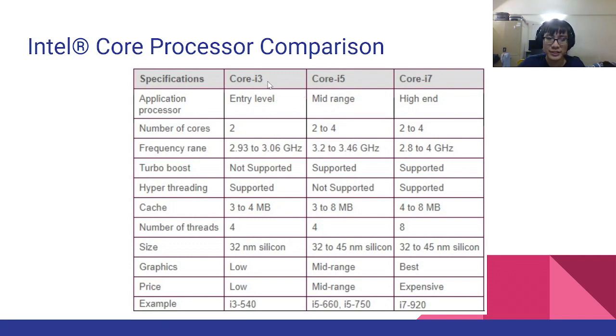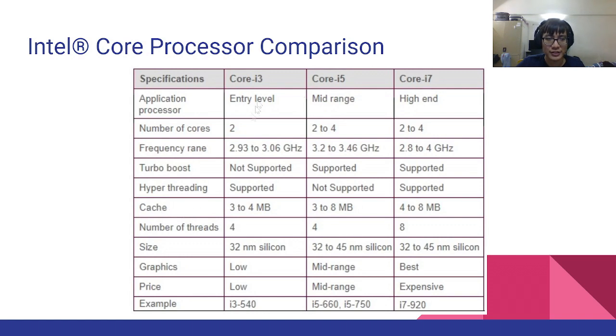The i3 families support hyper-threading technology. The i5 family supports turbo boost technology. The i7 family supports both technologies, turbo boost and hyper-threading.